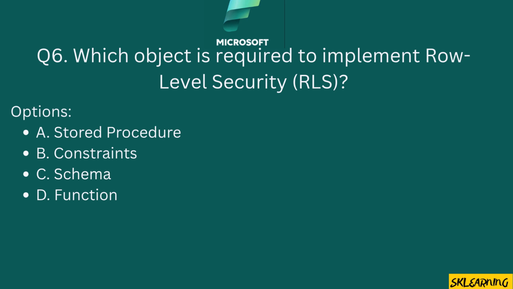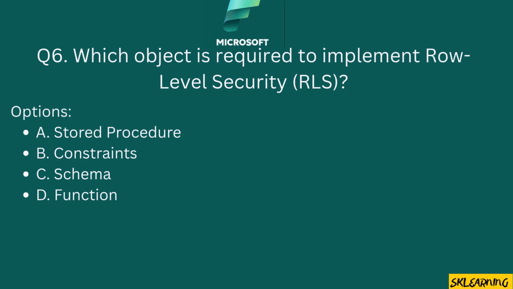Let's solve another DP-700 Microsoft Fabric question. Which object is required to implement row-level security, also known as RLS? Options are stored procedure, constraints, schema, or function. RLS is used to restrict data access based on the user. So we need something that can dynamically filter rows.